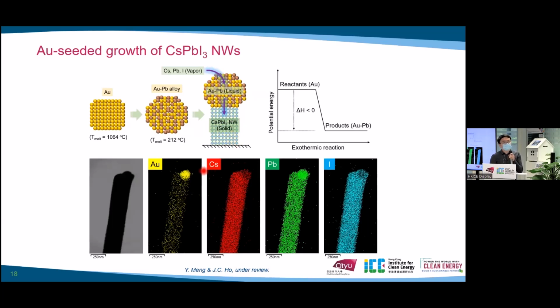And below is the EDS mapping. We can see the cesium-lead and iodide-3 uniformly distributed on the nanowire, and the nanotip is mainly composed of gold and lead. It's a kind of VLS growth, and it's also similar to the tin-seeded growth.